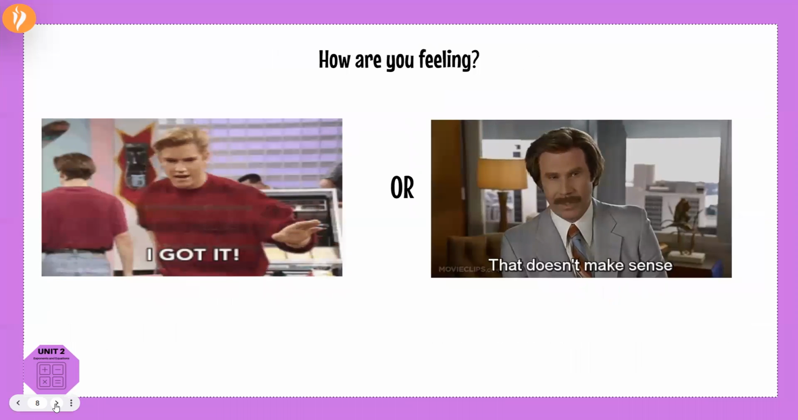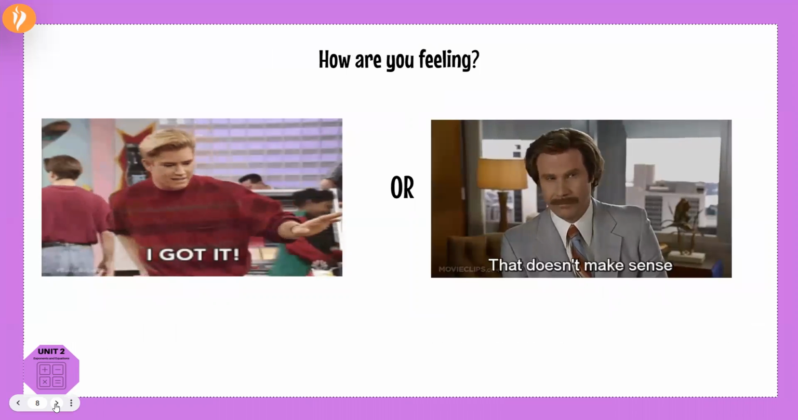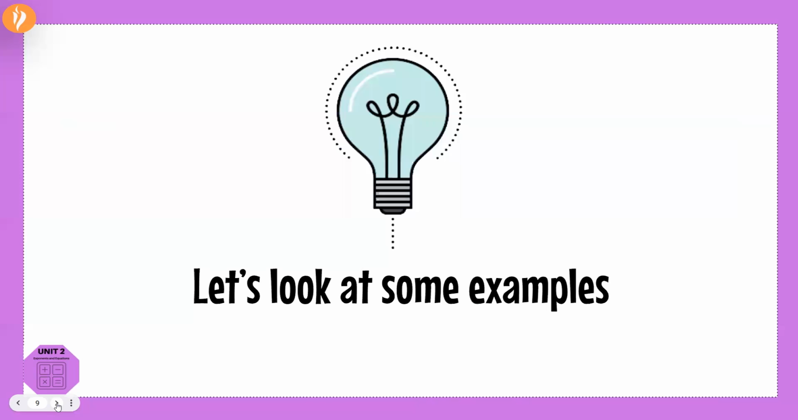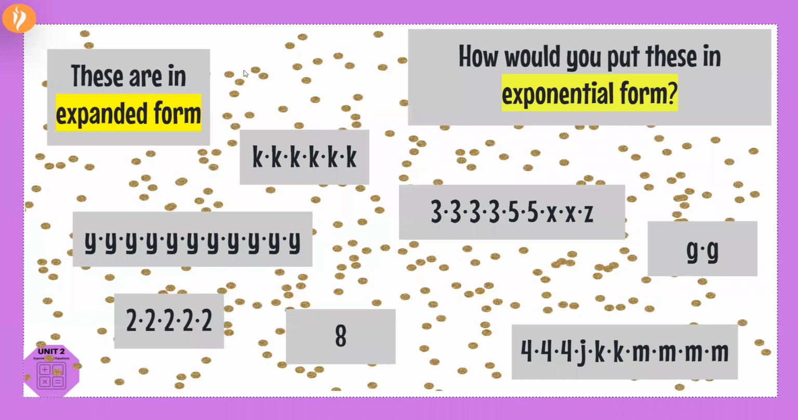All right, so let's look at some problems. Hopefully you guys could answer all of these. If these are written in expanded form, how would we write them in exponential form? Well, the first one, let me turn my pen on. The first one we would write as k to the 1, 2, 3, 4, 5, 6th power. So we would write this k to the 6th power. That doesn't look like a k, but it's supposed to be.